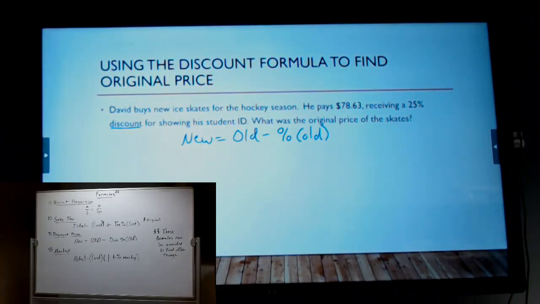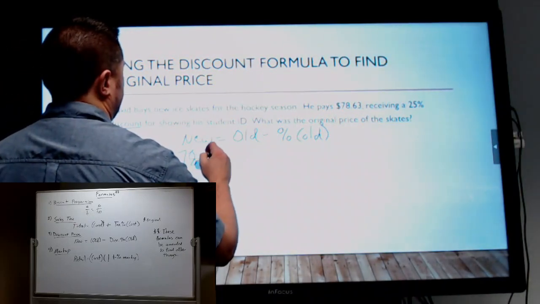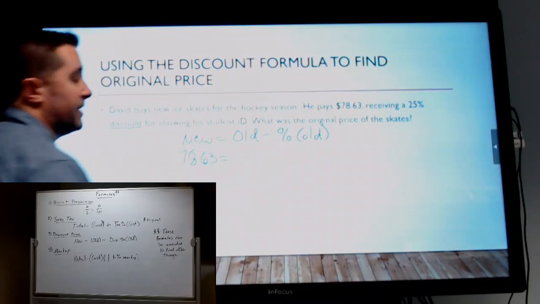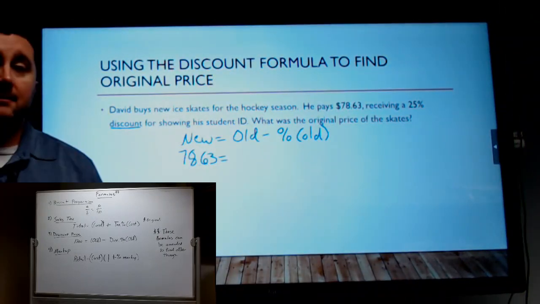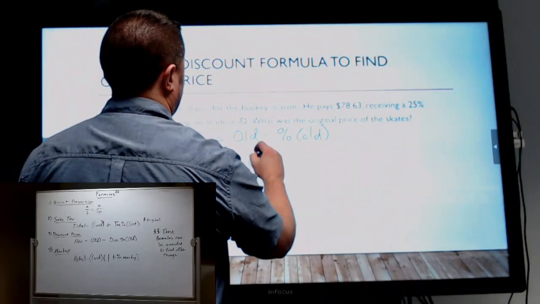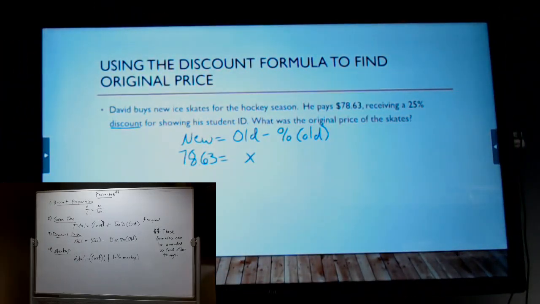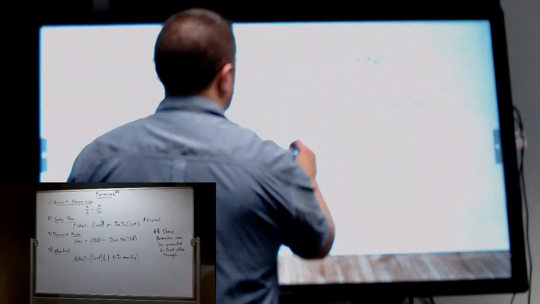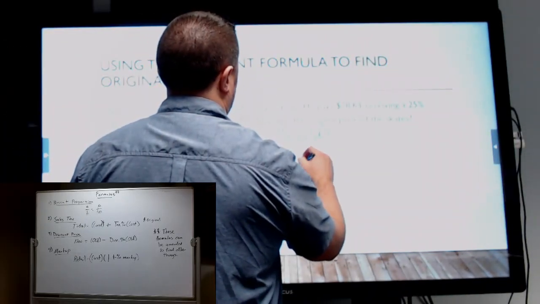And then fill in what you know. So he paid $78.63 for the skates, and that was after a 25% discount. So we need to find the original price. Okay? So the $78.63 goes here. We don't know the old price. Give it whatever variable you like. I'm just going to use X. And you don't have to use X. You can use whatever. I just wouldn't use O because it looks like a 0 and it could cause confusion. So X minus a percent of X.